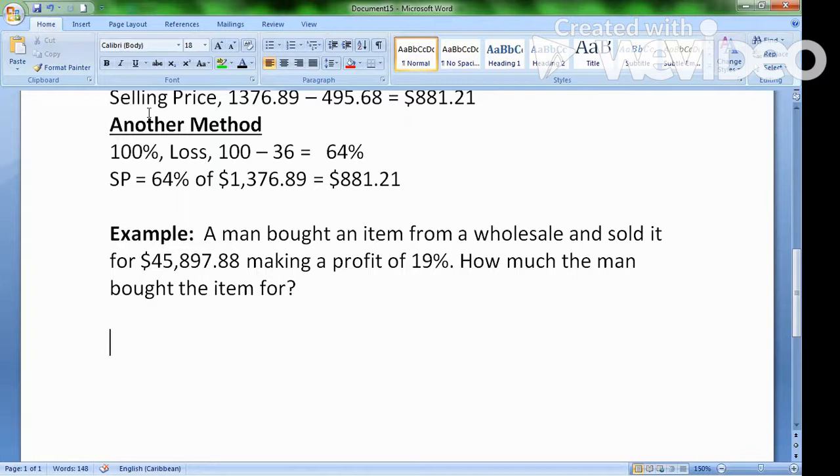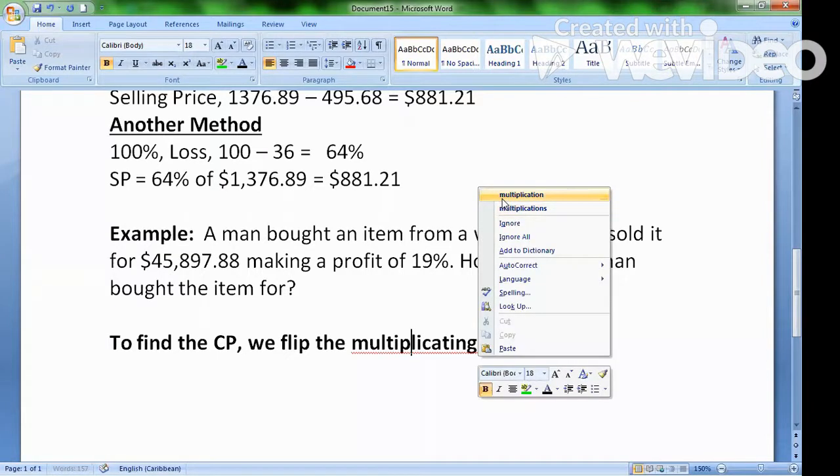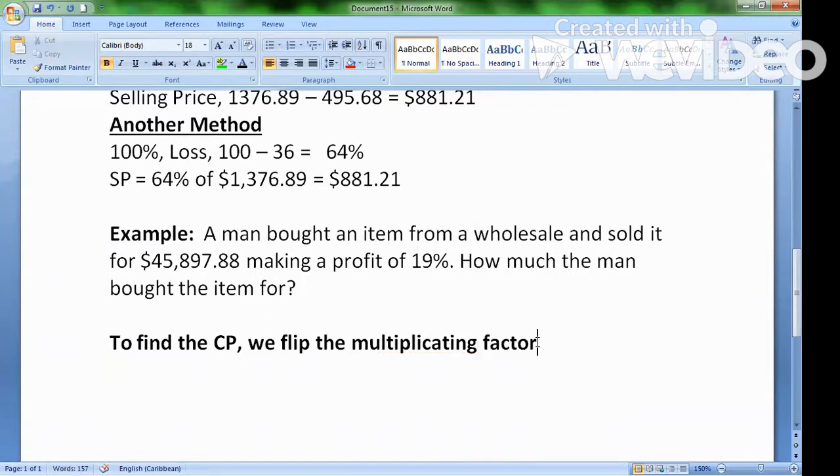Please make a note of this. Anytime we find the CP, we flip the multiplying factor. I'm going to explain what this means.